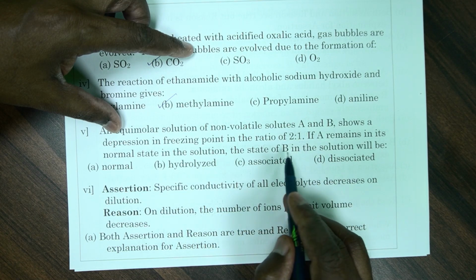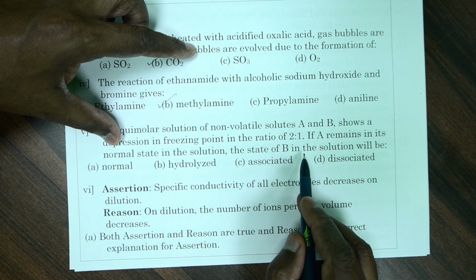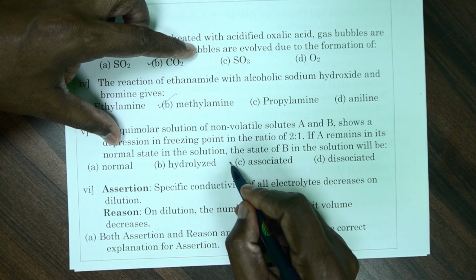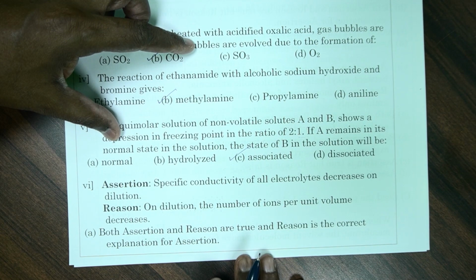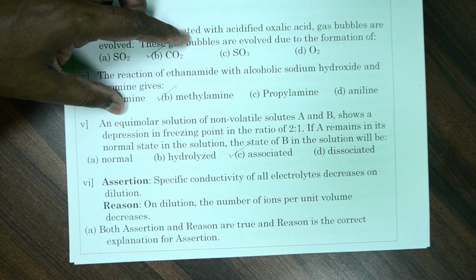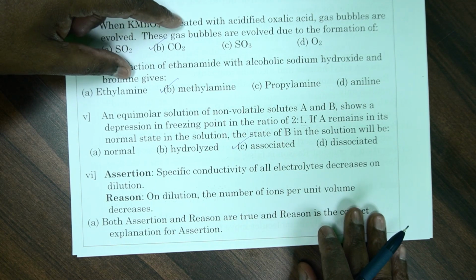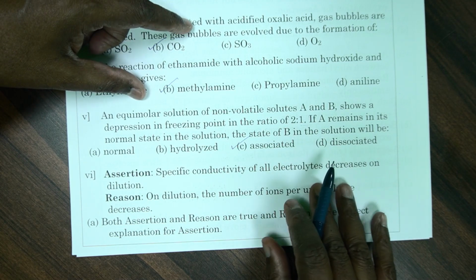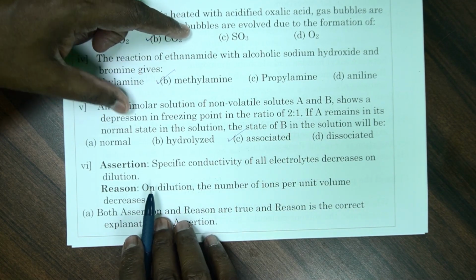A is normal, so B will be, the number of moles is becoming half because it is associated. So option C, associated, is the correct answer for this. Two molecules remain associated, so the total number of moles becomes half. So that is how the colligative property is working here.